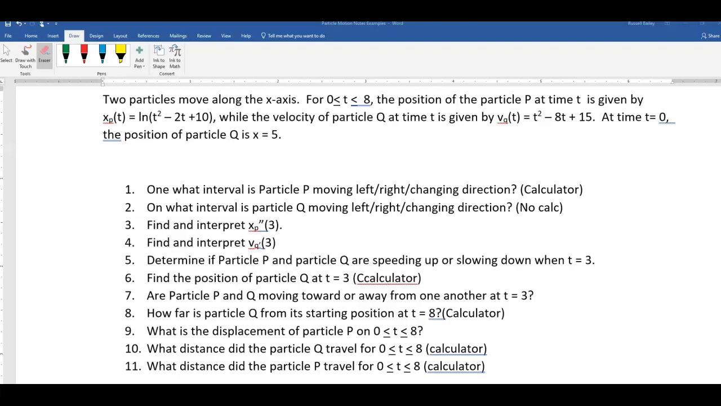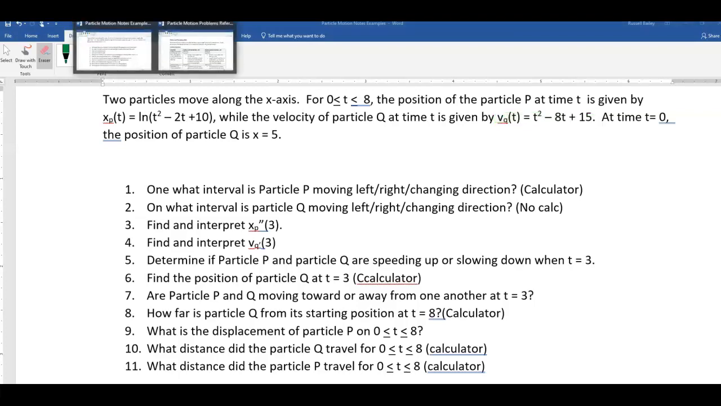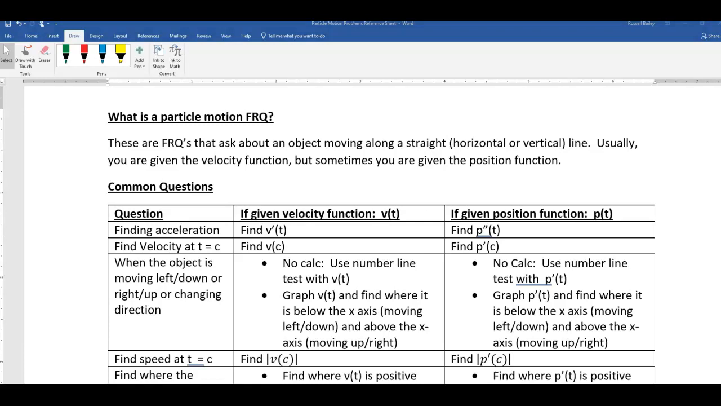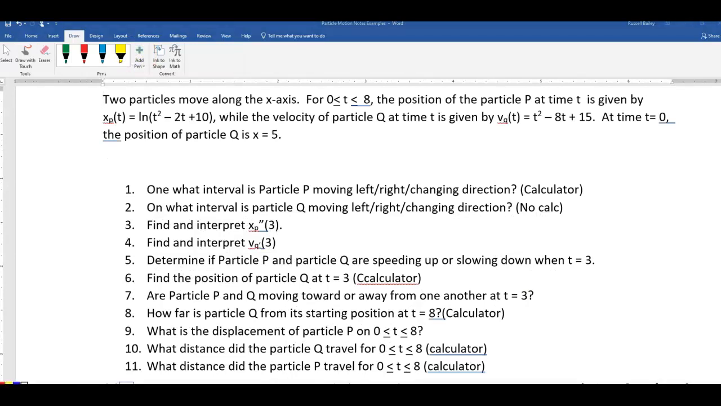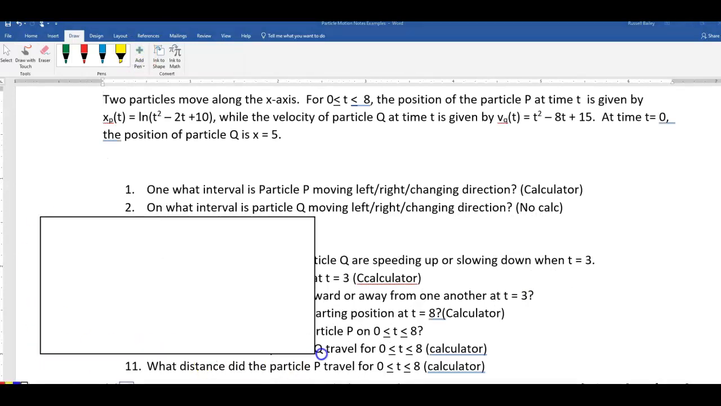Number 2 says, on what interval is particle Q moving to the left or right? And for that one, we're not going to use a calculator. Now, particle Q, as you guys may recall, is a velocity function. It's not a position function. And they don't want us to use a calculator. So back to our reference sheet here. We're working with a velocity function and no calculator, but I want the same question to be addressed. So no calculator means we're going to use the number line test with the v function. All right, so that's our plan of action here with question 2.